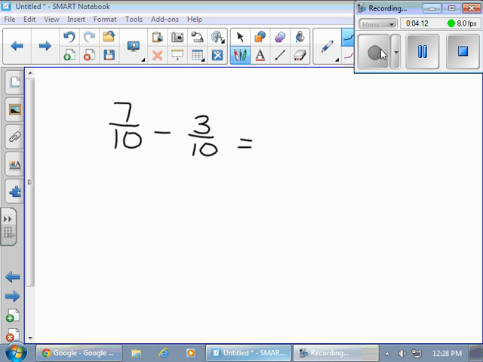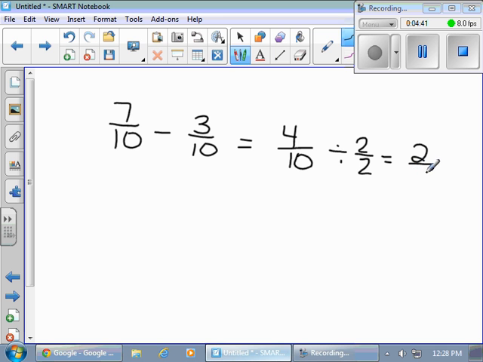Alright, so from here, are my denominators the same? Yes. So I know the bottom denominator is going to stay 10. I'm going to look at the two top numbers and subtract them. What is 7 take away 3? 4. So I have 4/10. Am I done? No. What do I need to do? And I can reduce by what? 2. So 4 divided by 2 is, and 10 divided by 2 is, so this is the correct answer. Okay?